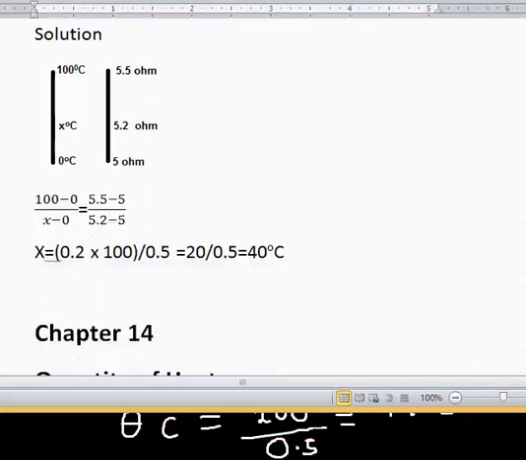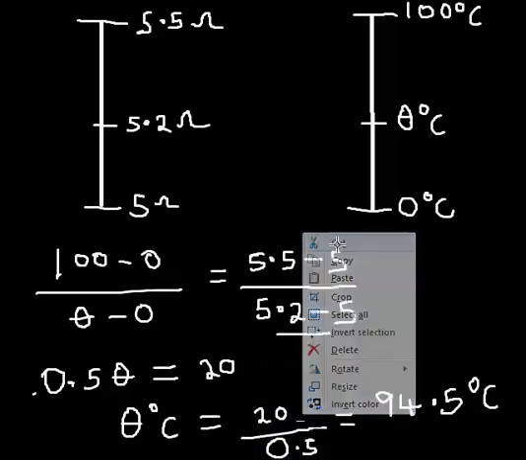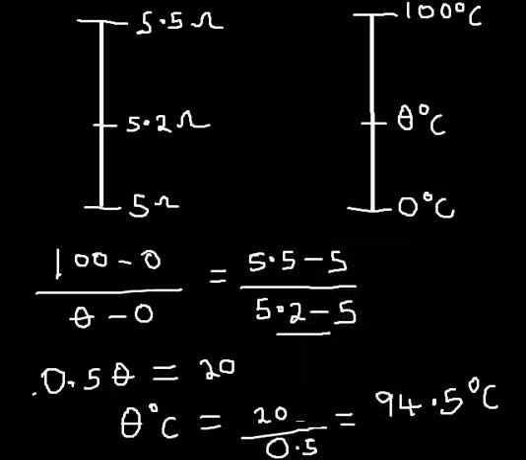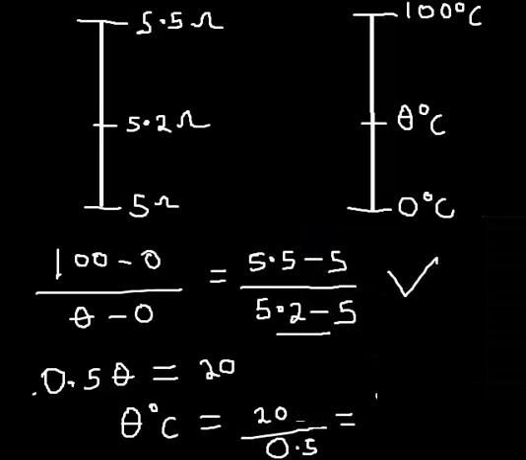Okay, I'm still not correct. Where's the mistake now? 0.2 times 100 is 20. Please just pardon me, I'm not really in that mode of calculation now. But it's 20 divided by 0.5. Here is 40 degrees Celsius. I'm very sure that from this formula you know what to do. All I just did was to apply the formula. So that is it.